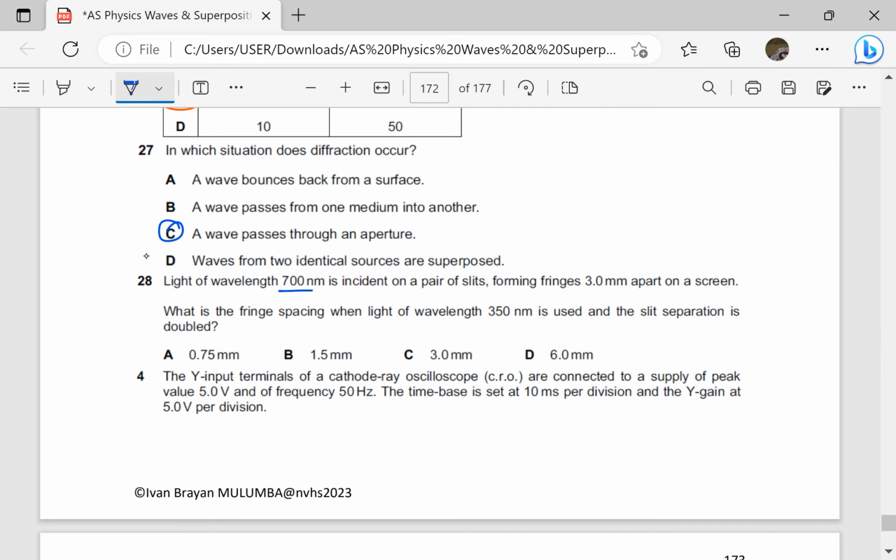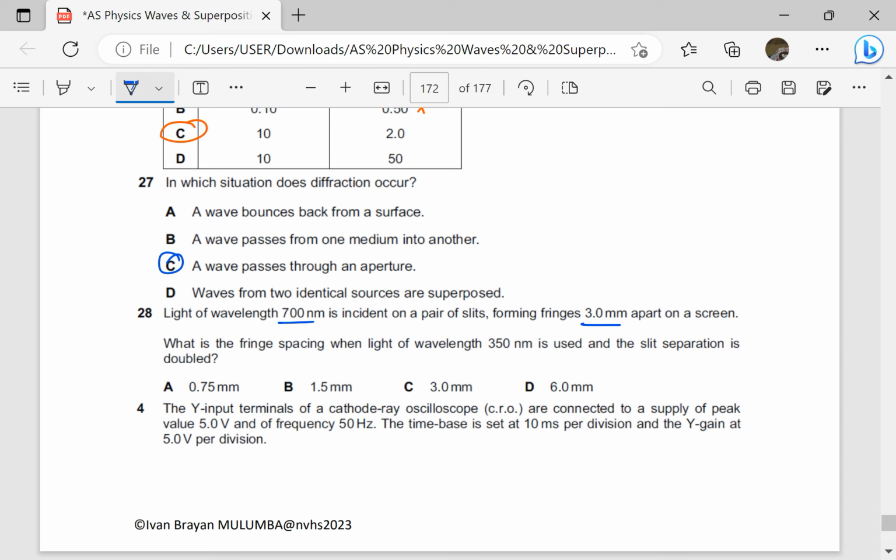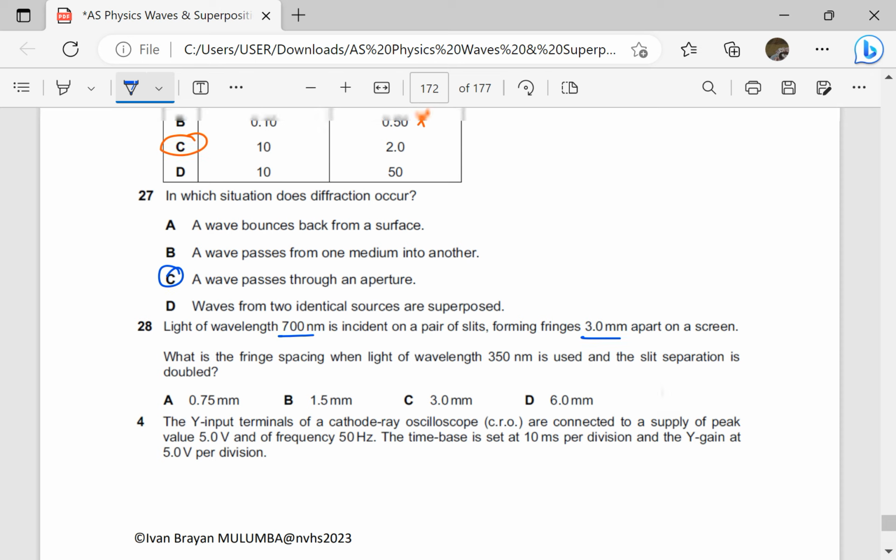Light of wavelength 700 nanometers is incident on a pair of slits forming fringes 3 millimeters apart on a screen. What is the fringe spacing when light of wavelength 350 nanometers is used and the slit separation is doubled?